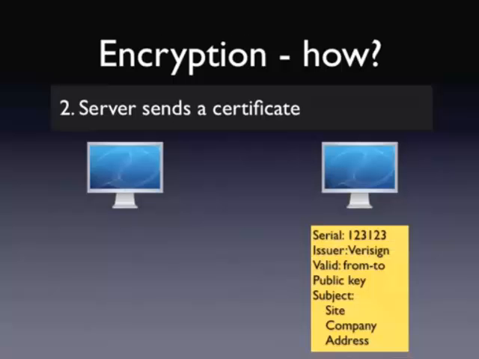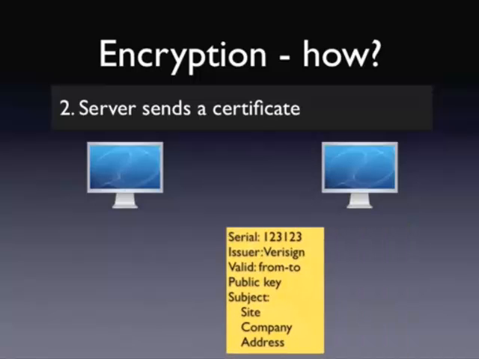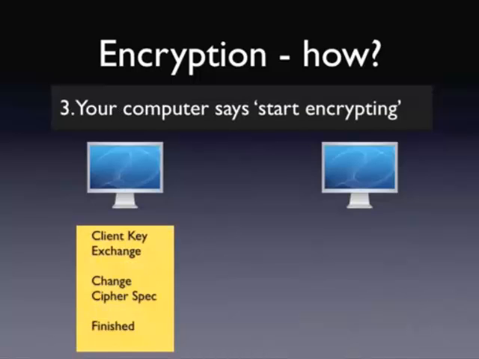The next computer says, let's start encrypting messages to the server. It actually takes 3 messages to accomplish this. First is the client key exchange. Now once this message is sent, both computers can actually calculate the master secret code. That master secret code is used to encrypt all the communications from then on.